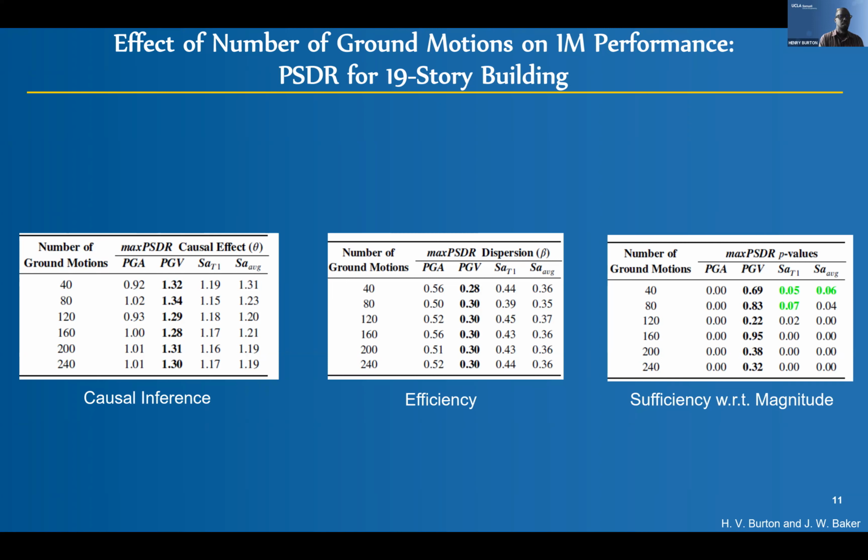However, for sufficiency, we saw a general reduction in the p-values for larger numbers of records, which is consistent with statistical principles. Also, some IMs were not sufficient when we use 240 records, but were sufficient when you get down to 80 or 40 ground motions. In other words, the sufficiency results are not invariant to the number of ground motions used in the analysis.